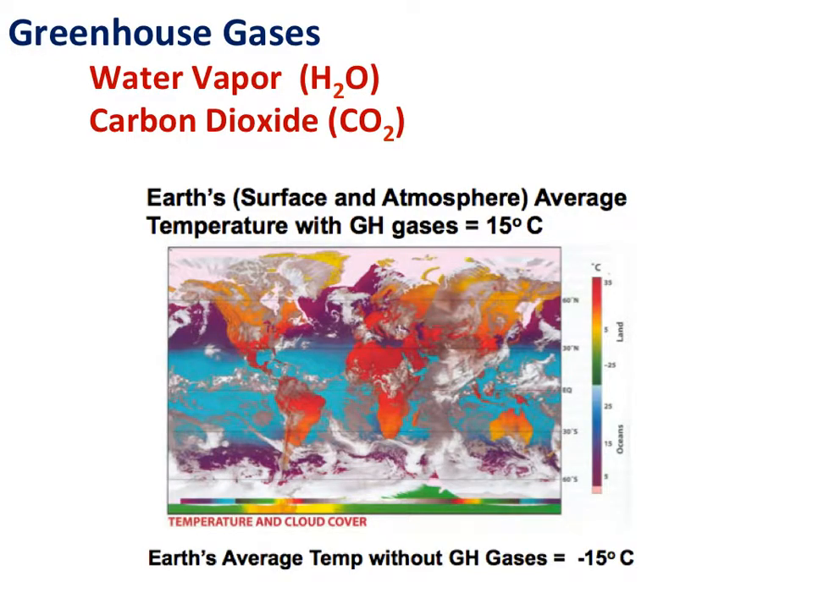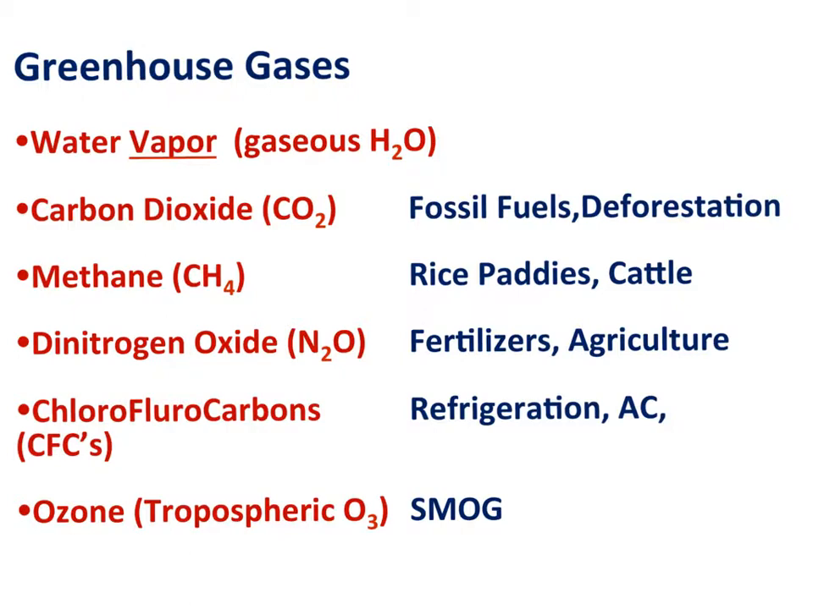The two principal greenhouse gases responsible for the natural and critical phenomenon known as the greenhouse effect are water vapor and carbon dioxide. Take note. But there are other greenhouse gases, and human activities are increasing greenhouse gases. Those gases, other than carbon dioxide and water, are methane, dinitrogen oxide, otherwise known as nitrous oxide, chlorofluorocarbons, CFCs, and tropospheric ozone.